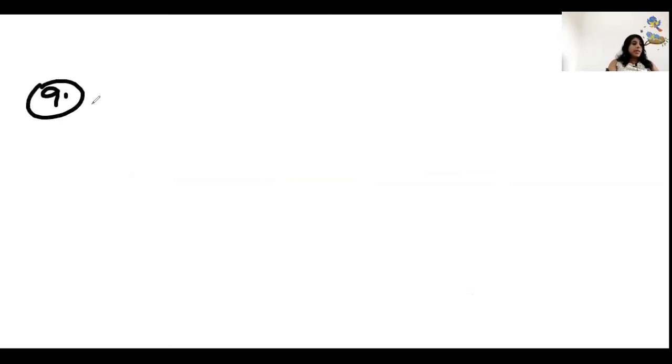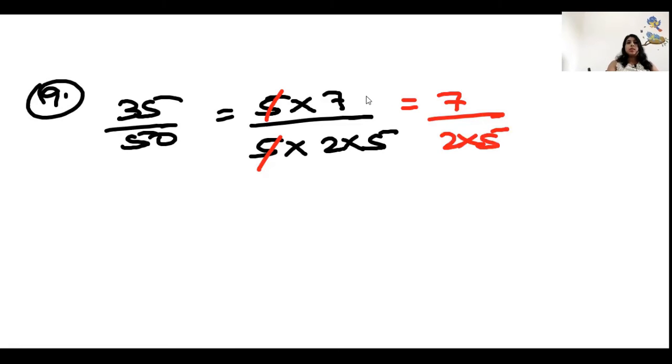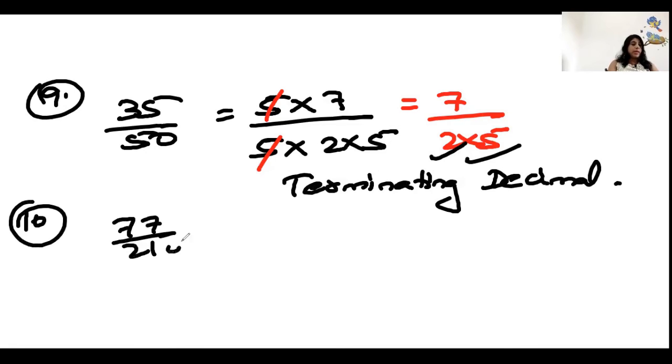Next question, 9. 35 by 50. 35 I can write as 5 into 7 and 50 I can write as 5 into 2 into 5. So 25 into 2. Fine. Now 5 and 5 I cut. So 7 by 2 into 5. So this is a factor of 2 and 5. So I can say that it is a terminating decimal.